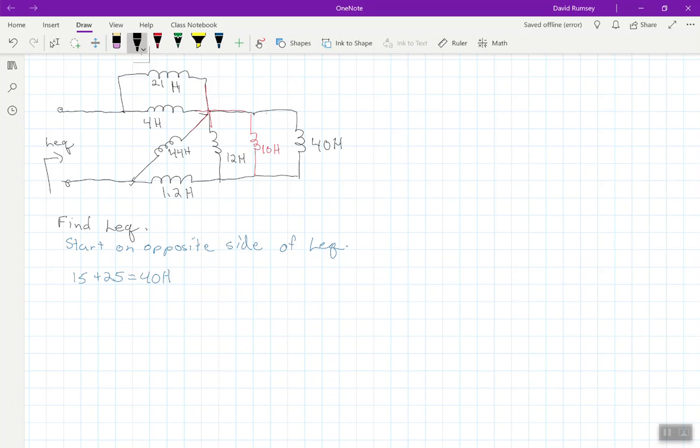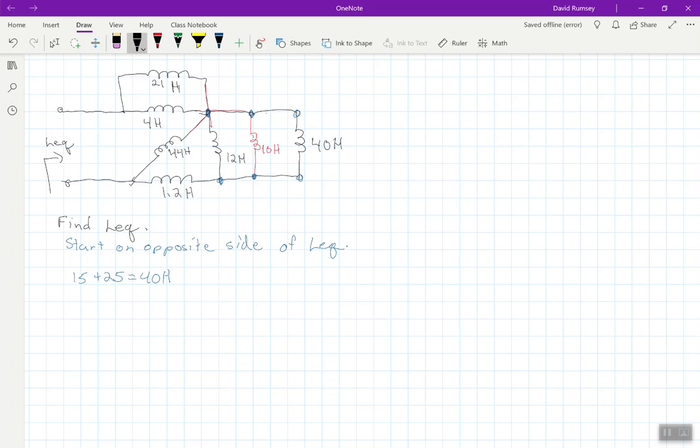And now what I can clearly see here, if I'm careful, is that these inductors are in parallel. Now the temptation is to say that all three of these are in parallel, and well, actually they are all in parallel. I just have to make sure, because how do we know they're in parallel? Well, they're all attached to this top node, and they're all attached to this bottom node. So those three inductors are in parallel.